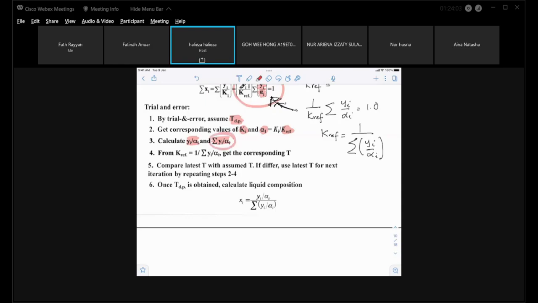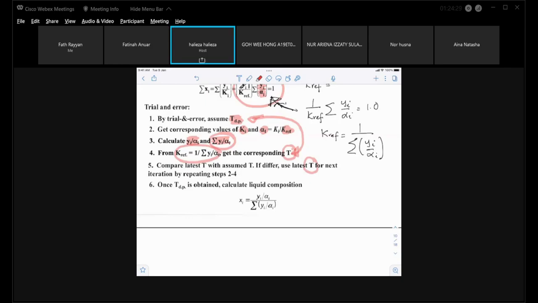Okay? And then calculate your K reference here. And from that K reference, you will get your corresponding temperature. If it so happens that that temperature is the same as the one that you assumed earlier, then that will be your final dew point. If it's nowhere near, then use that latest temperature for your next second trial.